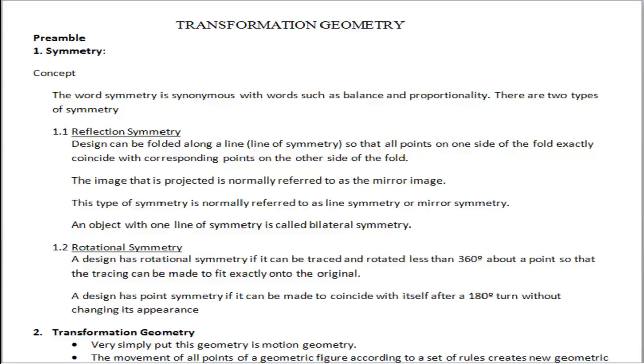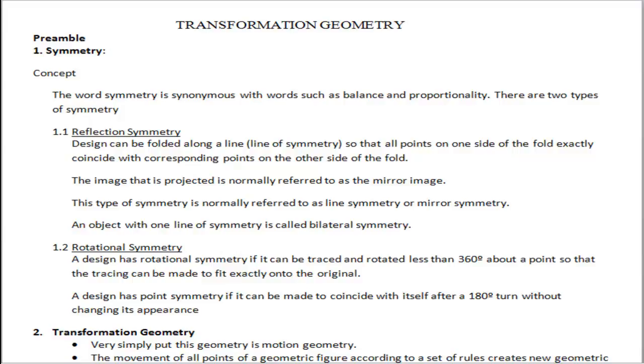The next topic or lecture is lecture 13 on transformation geometry. Transformation geometry is new, so you'll have to familiarize yourself with it, but you've done it in grade 9. We need to look at some very important concepts. Symmetry firstly. The word symmetry is synonymous with words such as balance and proportionality. There are two types of symmetry.